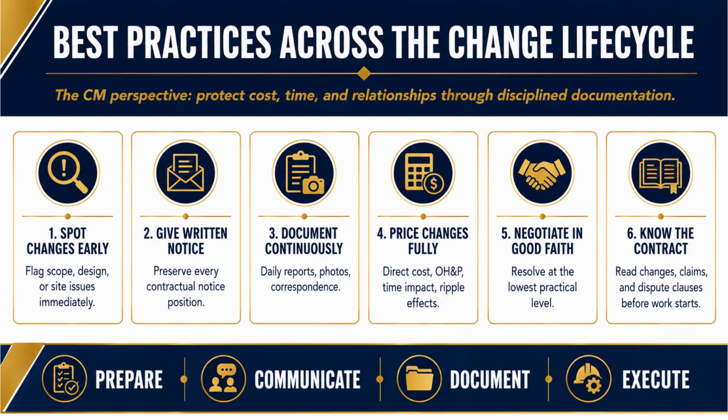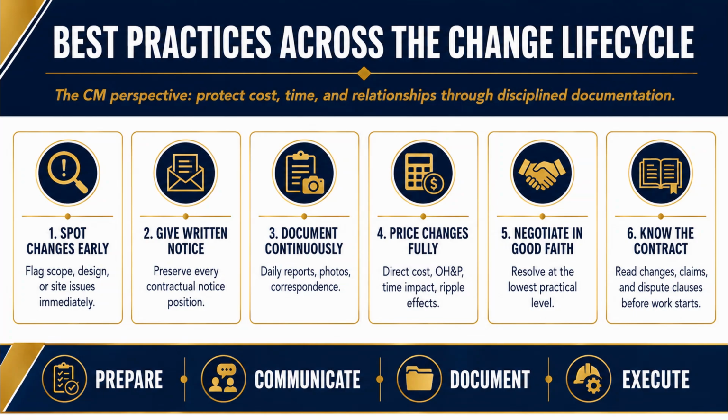3. Document continuously. Daily reports, photos, correspondence. Not when there's a problem, always. The record you build on a quiet Tuesday is the record that saves you 6 months later. 4. Price changes fully. Direct cost, overhead and profit, time impact, and the ripple effects. That word ripple matters. A change rarely affects just its own little scope.